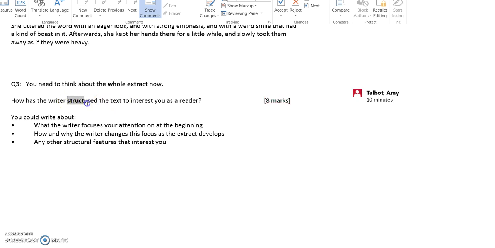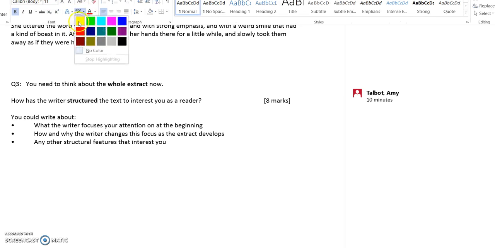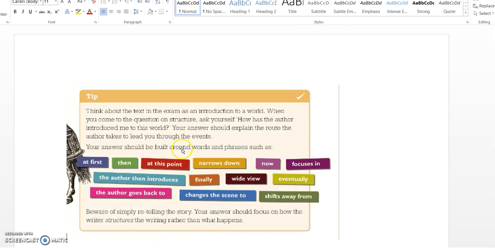So first of all, let's have a think about what it means, structure. What does it mean when we have to talk about how a writer has structured the text? And this is quite a useful tip here. With this question, think about the text in the exam as an introduction to a world. When you come to the question on structure, ask yourself, how has the author introduced me to this world? Your answer should explain the route the author takes to lead you through the events. So that's what I mean by structure. It's the order of the events that occur in the extract, and how the writer takes you on that journey through the things that happen.